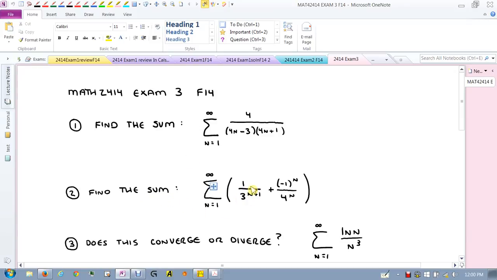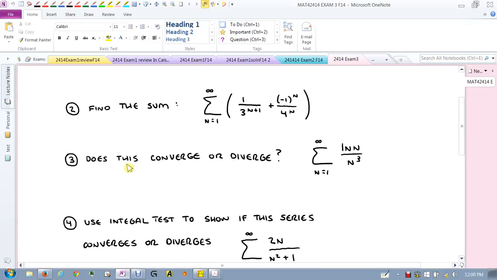This is a geometric series and a geometric series. There are 2 different geometric series being added together. So there are 2 different R's. You have 2 different sums and you put them together. But find the sum. That means it had to be geometric or telescopic.